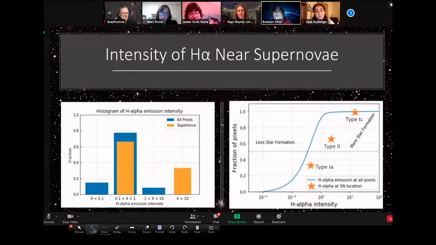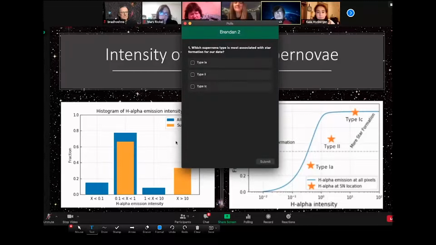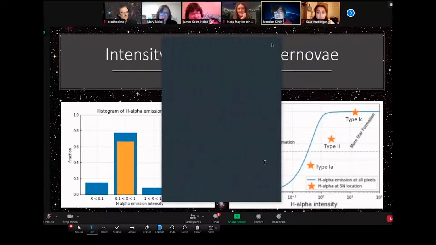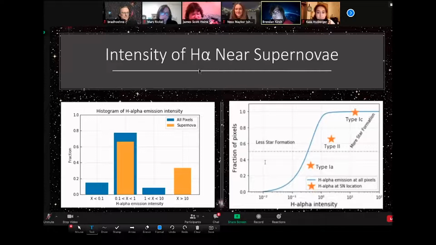So this one isn't too tricky. I promise it's not a trick question. You have the x-axis. You might see a gray box on my screen here, don't worry about that. As you go further along the x-axis, that's more H alpha intensity. So which one of these supernovae do you think is the most associated with star formation? I will give that a couple more seconds and then share the results and see what you guys said.